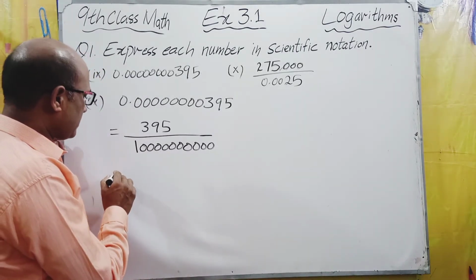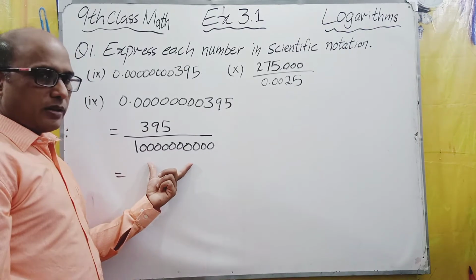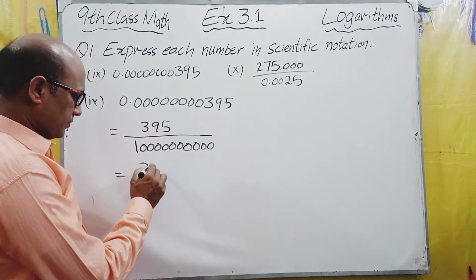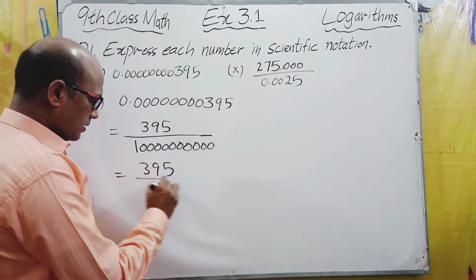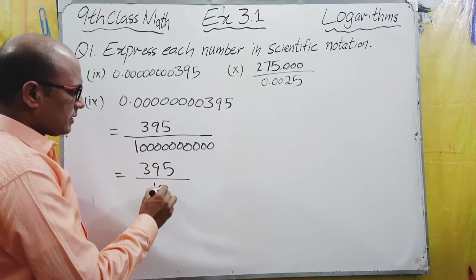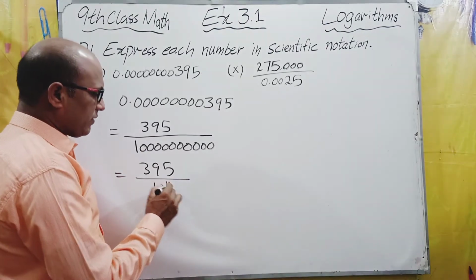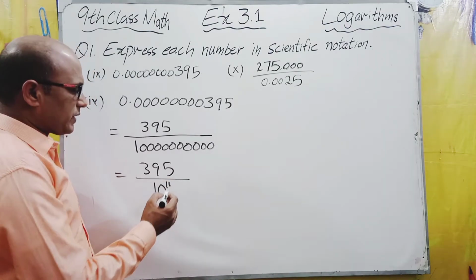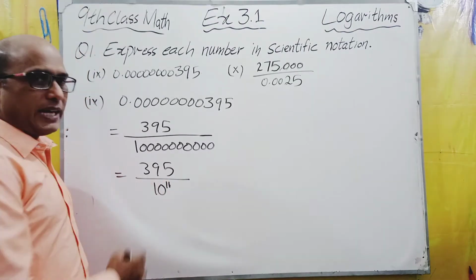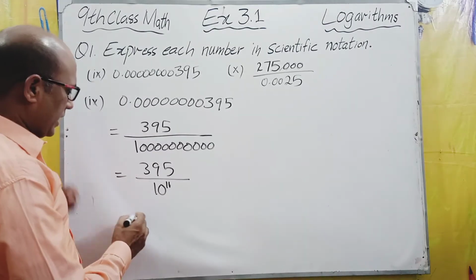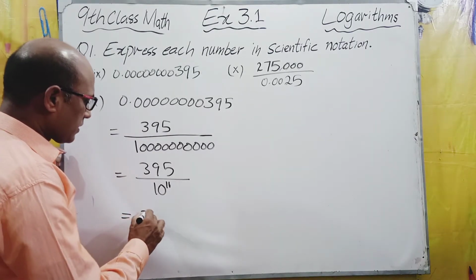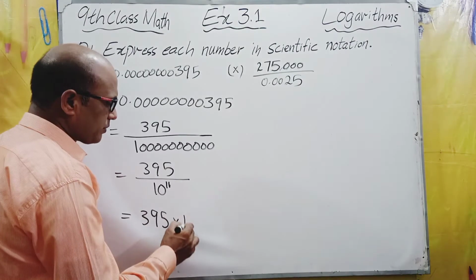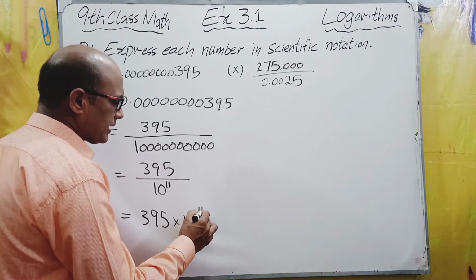So students, there are 11 zeros, so we can write it as 10 power 11. The power of 10 will be 11. Then we can shift it to the numerator, and it will become 10 power minus 11.